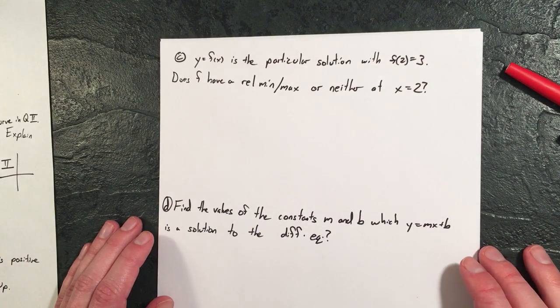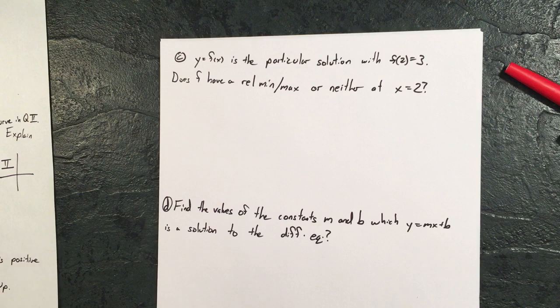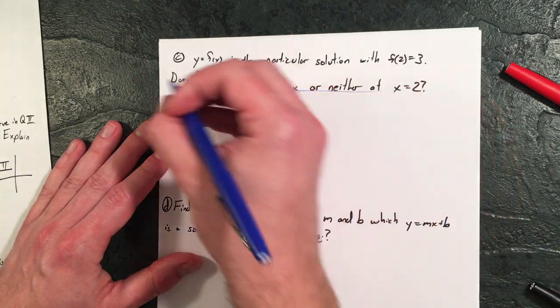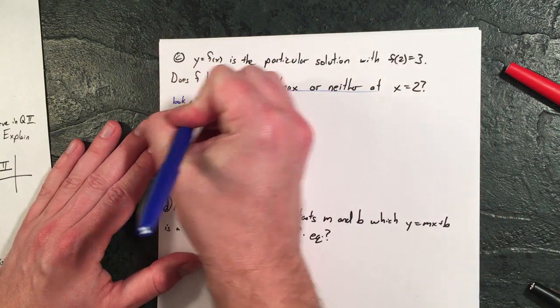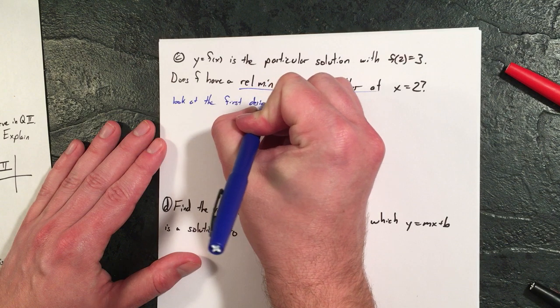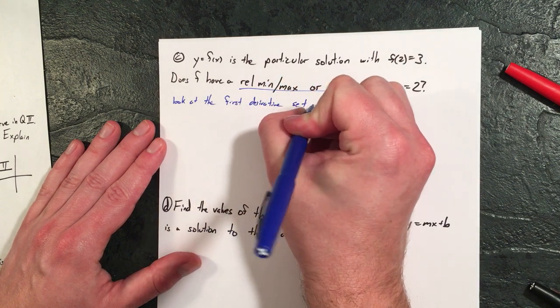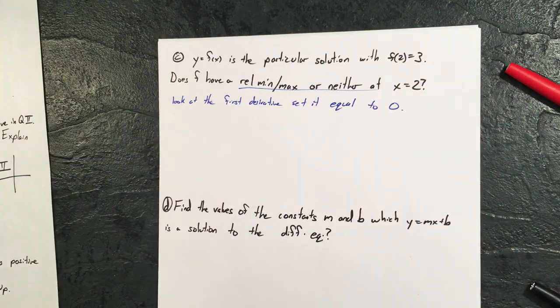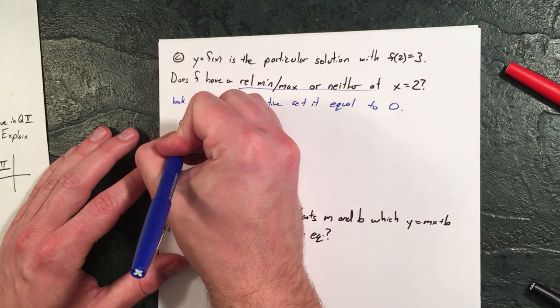Okay, next 2 parts. It says if y equals f of x is the particular solution with f of 2 equals 3, does f have a relative min or max or neither at x equals 2? Well, remember how we find a min or max? What we're thinking of here is we need to look at the first derivative and set it equal to 0. Well, first derivative, all right, they already gave us this one.